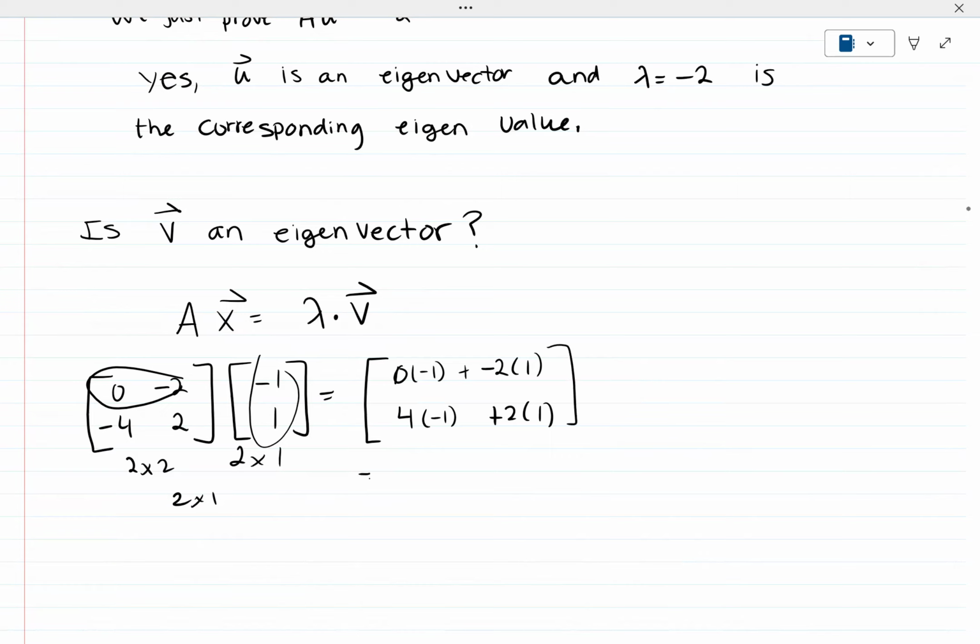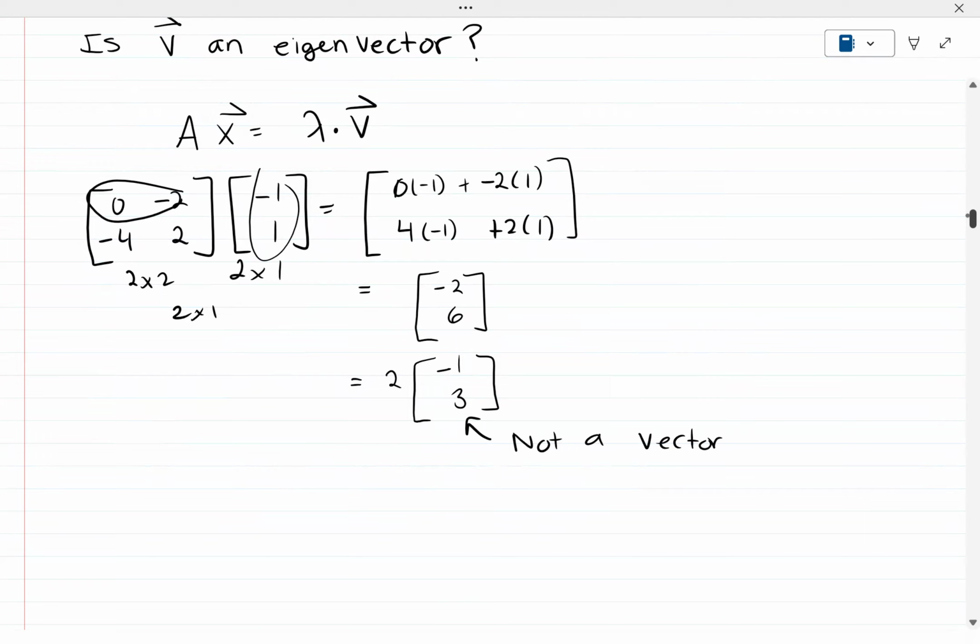So it looks like this matrix is not a multiple of vector v. So vector v is not an eigenvector.